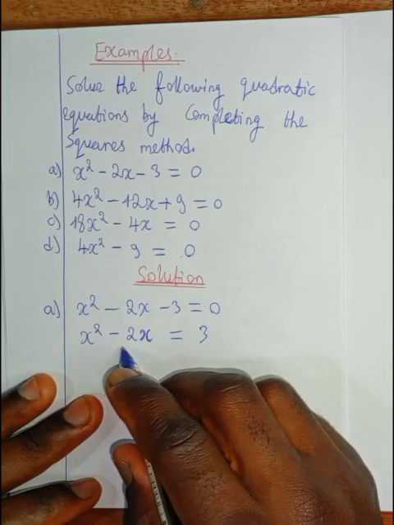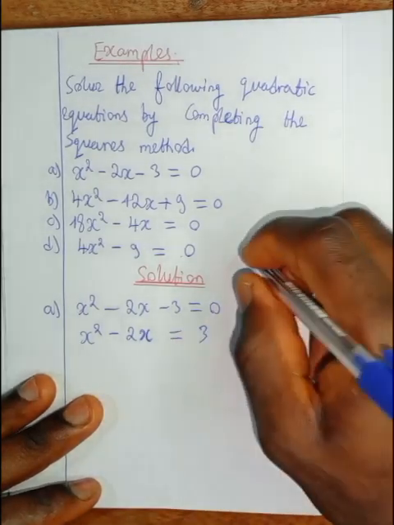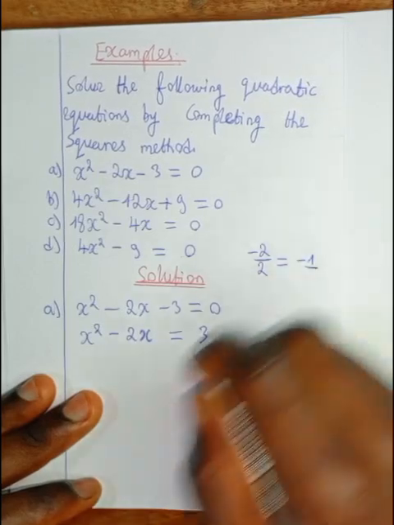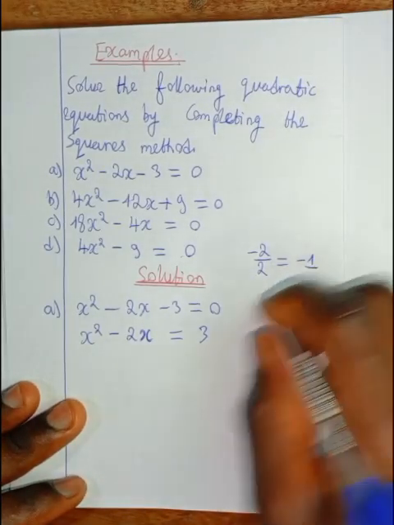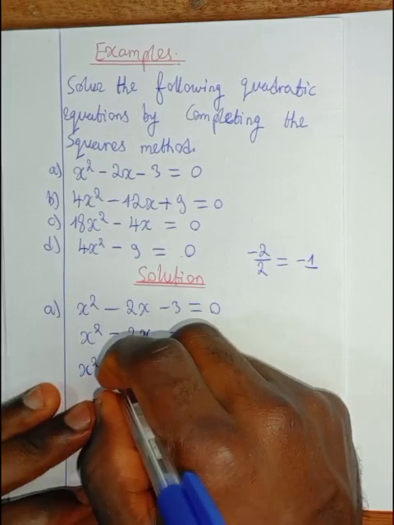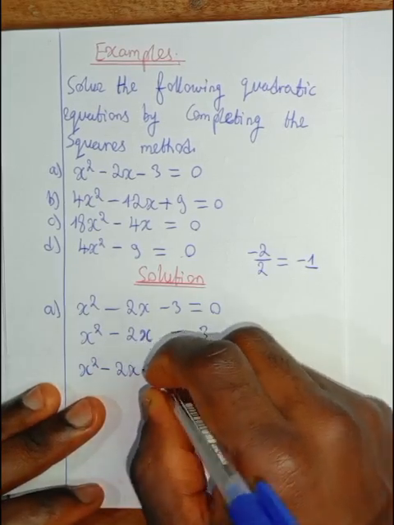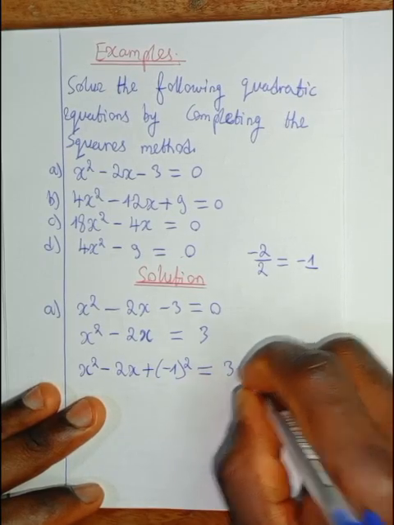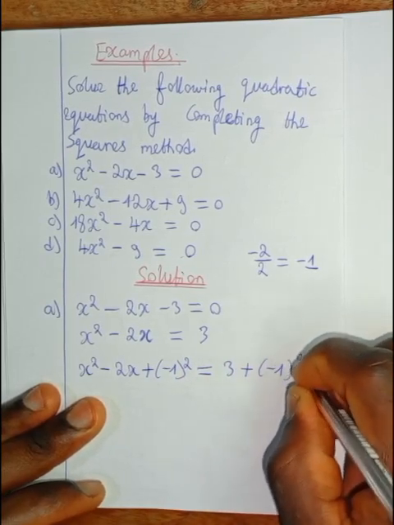You can see the coefficient of x is negative 2. If we take a half of negative 2, it is simply equal to negative 1. So we are going to add negative 1 squared at the left hand side, which gives us x squared minus 2x plus negative 1 squared is equal to 3 plus negative 1 squared.